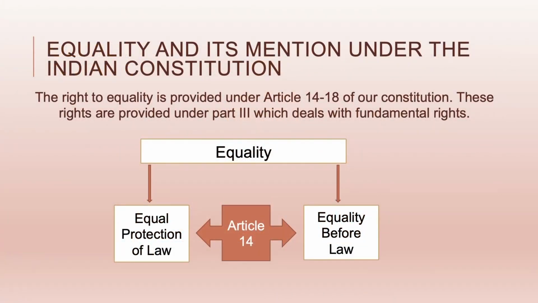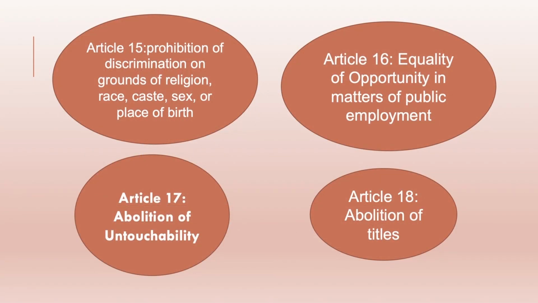So, when we talk about equality and its mentions under the Indian Constitution, we can see that it has been placed in Part 3 of the Constitution of India, ranging from Article 14 to Article 18. These rights provide the fundamental rights to the people, starting with Article 14 that talks about equal protection of law and equality before law. Next, Article 15 prohibiting discrimination on grounds of religion, race, caste, sex or place of birth. Article 16 talks about equality of opportunity in matters of public employment. Article 17 talks about the abolition of untouchability, and Article 18 talks about abolition of titles.